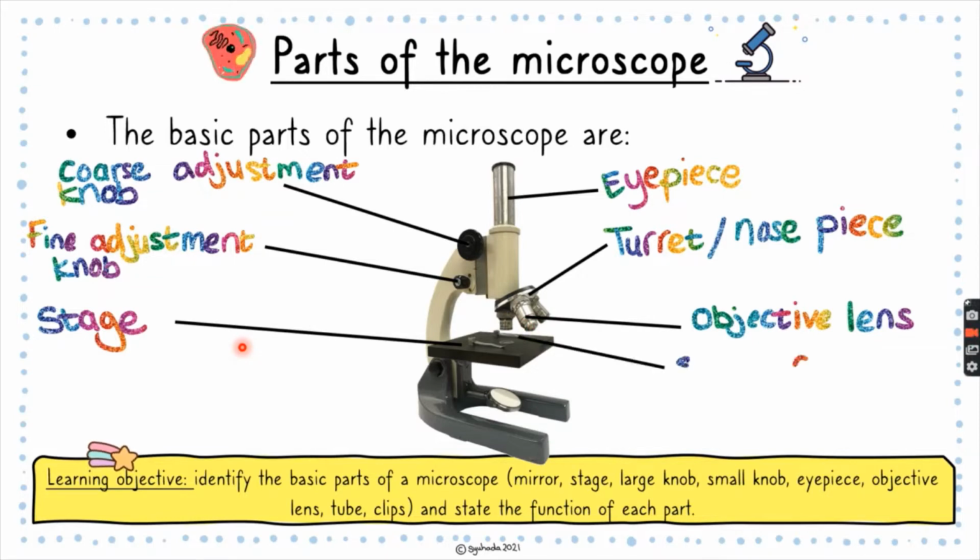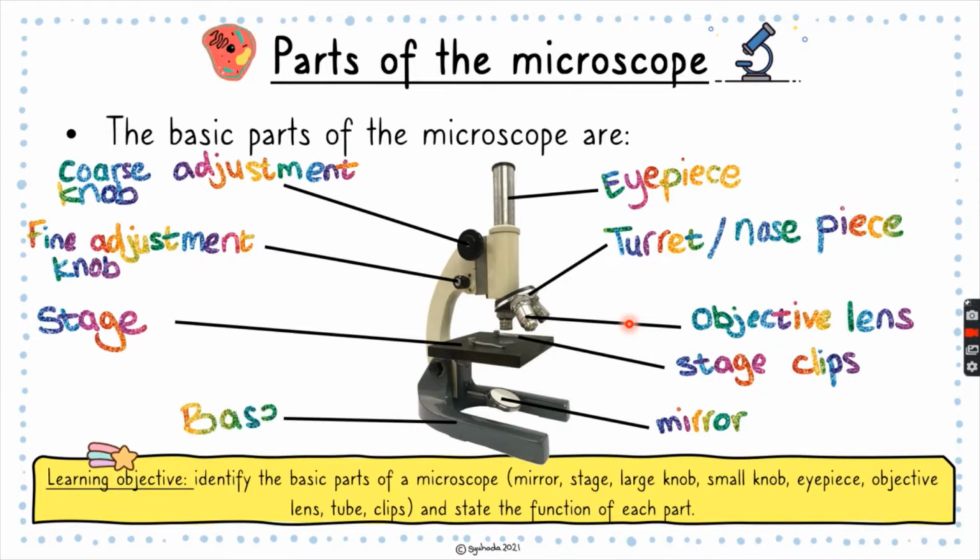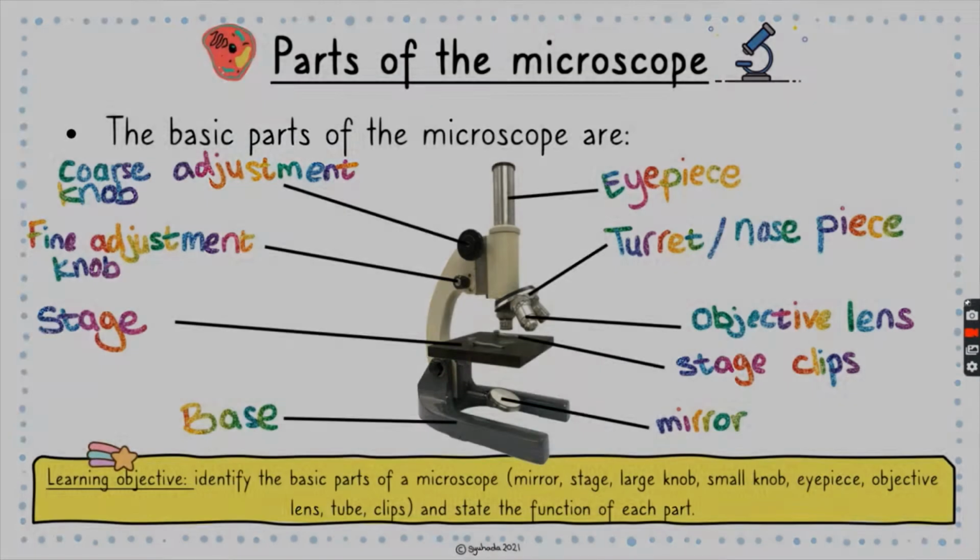That's where you put your slides. And you have the stage clips right here where you put the microscope slide to hold it still. And lastly, you have the mirror to focus light so that you can actually see the image of the cell. And lastly, this is the base. I hope you guys remember that when you carry this microscope, you use this part right here, and you hold the base with the palm of your hand.